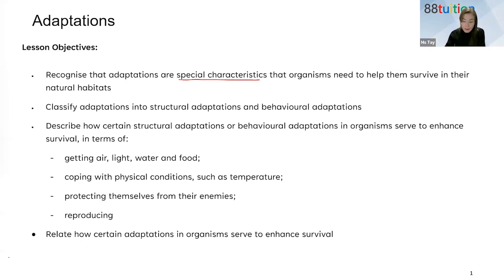You're also supposed to say how these adaptations serve to enhance survival, in terms of getting air, light, water, food, and coping with physical conditions like temperature. If the temperature is too high like the desert, or too cold like the North Pole, how do their adaptations help them survive? And also protecting themselves from enemies like predators that want to eat them. They must find ways not to be detected by the predators. If they don't want to become the prey, they must do something to protect themselves.